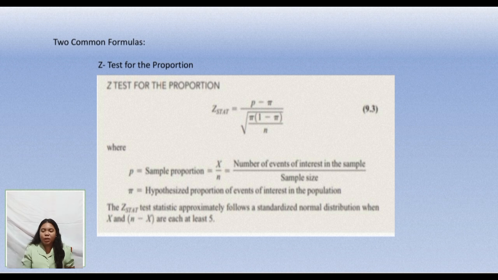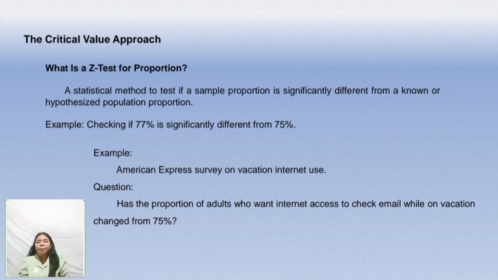This version is the same test but written in terms of X, the number of events, rather than P, the proportion. So the next topic is the critical value approach. This topic explains how to test a hypothesis about a population proportion using the critical value approach with a z-test.